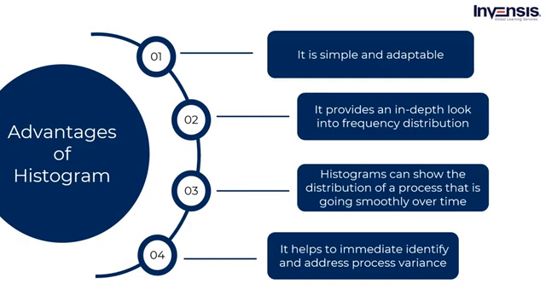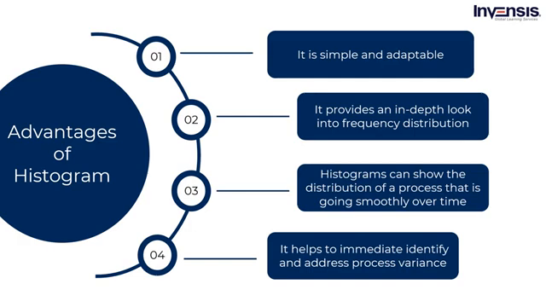Next, histograms can show the distribution of a process that is going smoothly over time. So, any fluctuation in that process can be immediately observed when histograms are produced on a regular basis. This is a significant benefit for businesses since it allows them to identify and address process variance immediately.